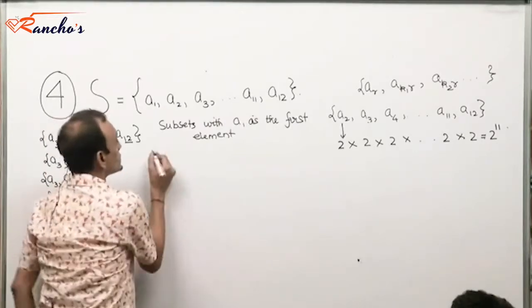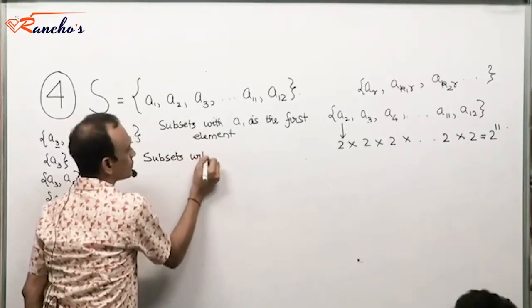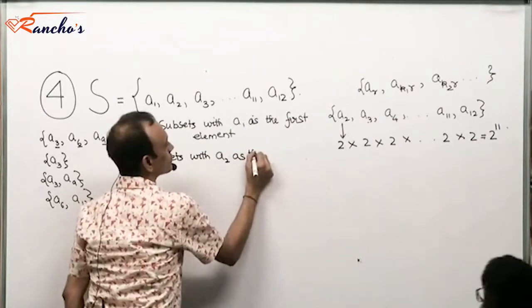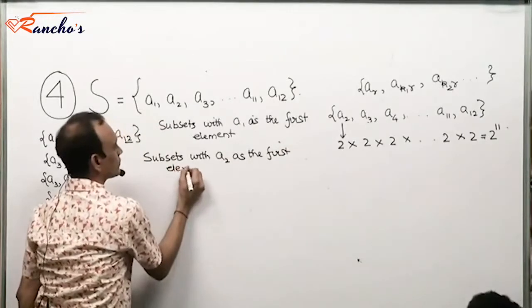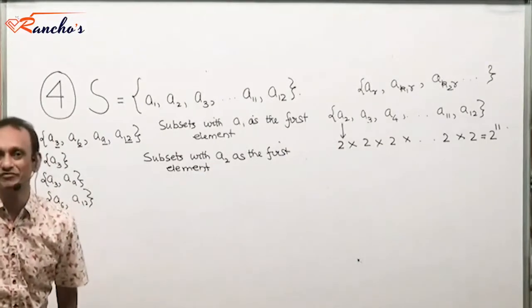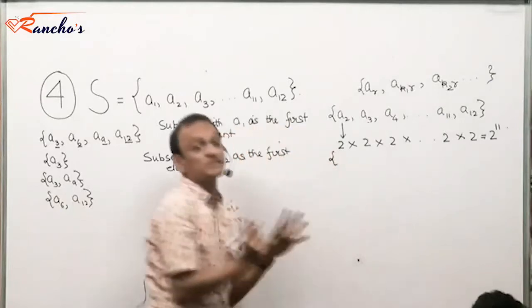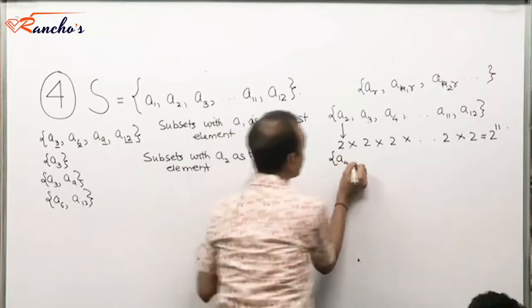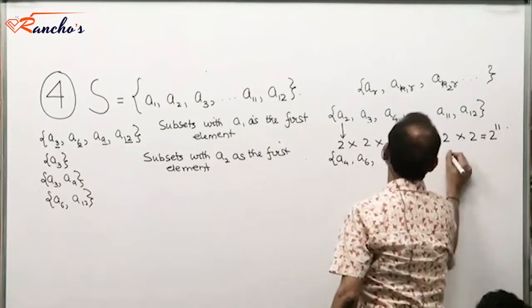Now, subsets with A2 as the first element. Defining the blueprint therefore becomes important. Realize that. So if A2 is the first element, then the subset could have been formed only out of the following elements: A4, A6, A8, A10, A12.